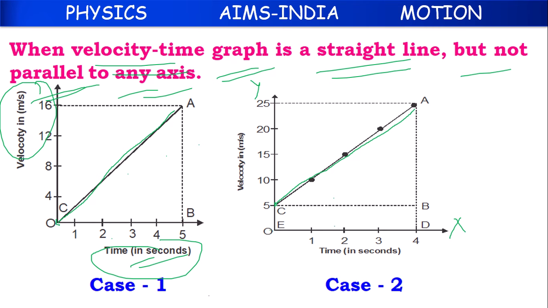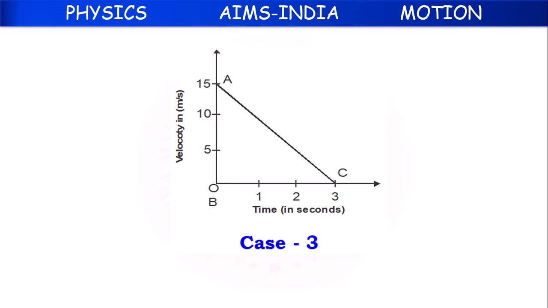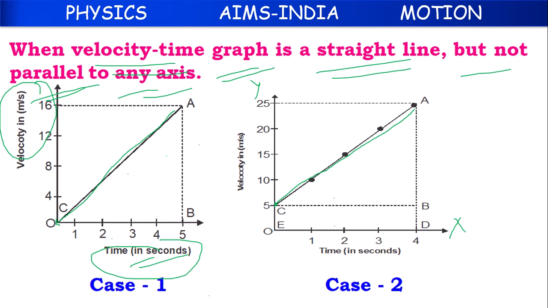In this case, and again case 3 starting from some other point and velocity is decreasing. Means slope is negative. So like that, you have 3 cases.